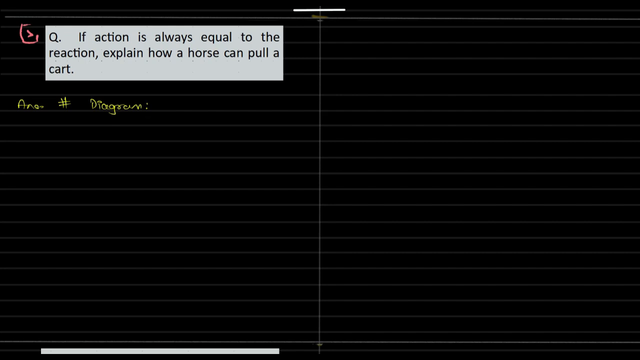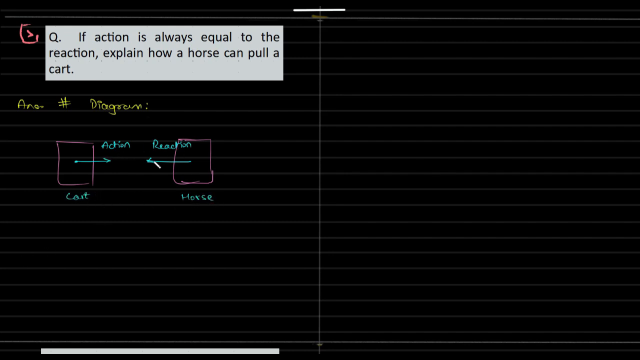Okay, the question is this. We have a cart and a horse. So here the cart being pulled to the right is your action, and an equal and opposite force is your reaction. This is your reaction force. So basically this is our horse and this is the cart.